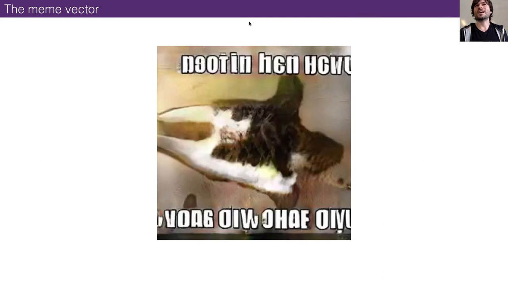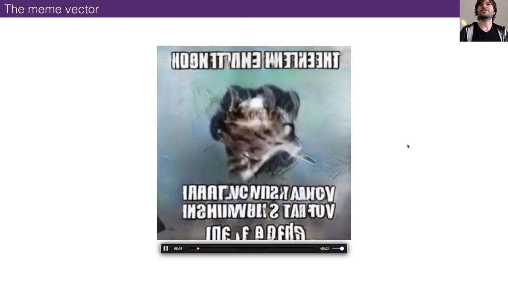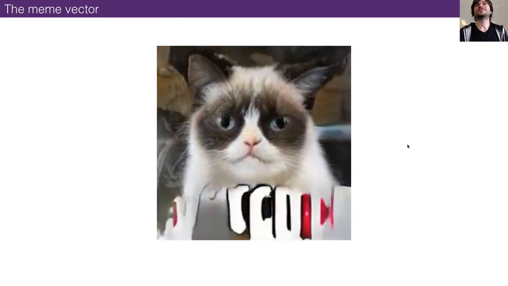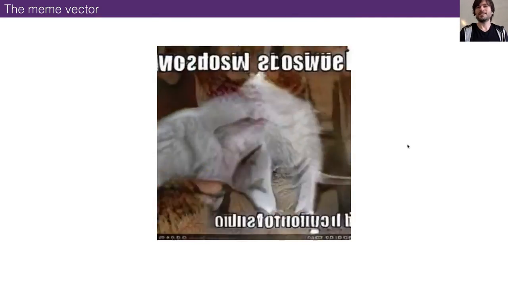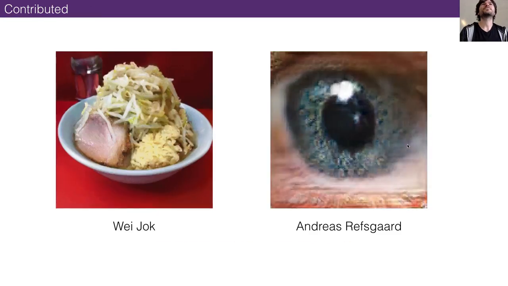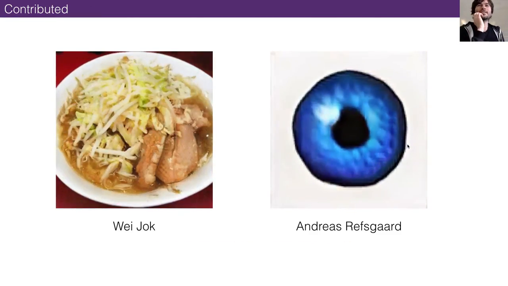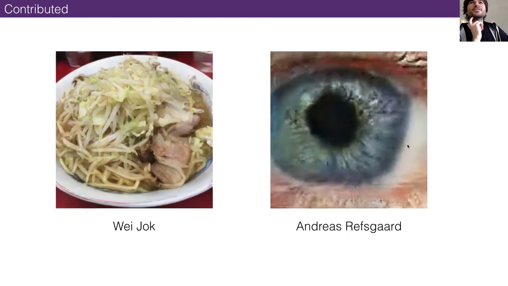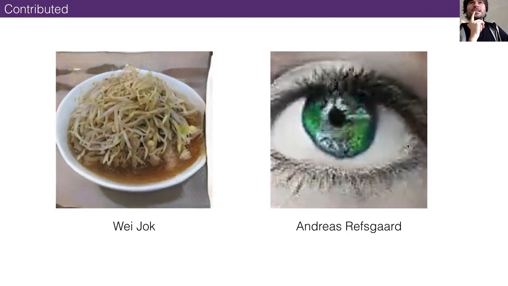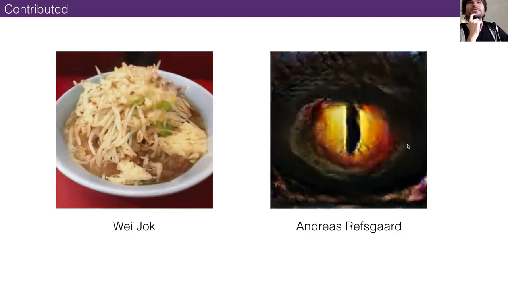I found that the cats are trained on images of cats from the internet, and so many images of cats from the internet have memes on them, right? Because that's just the internet. And so this is the meme vector. See the blocky looking letters everywhere? And these were contributed by different people who use progressive GANs. This guy made generative ramen. And Andreas made eyes. Those are just 256 pixels, I think.